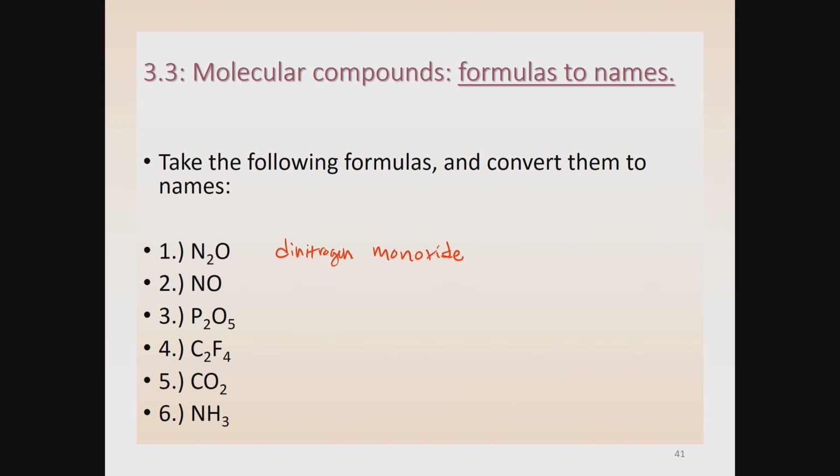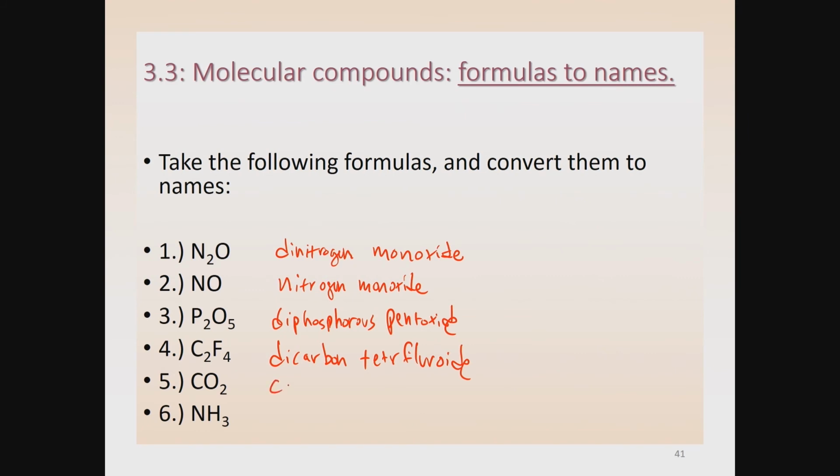If the first element has only one atom, you leave out the mono. Now, that's not true for the second element. If the second element has one atom, you include the mono. You always do. But again, if the first element only has one atom, you leave out the mono from the name. So this is not mononitrogen. This is just nitrogen monoxide. And the next one should be diphosphorus pentoxide. And the next one should be dicarbon tetrafluoride. And the next one should be carbon, not monocarbon, carbon dioxide. And the next one should be nitrogen, not mononitrogen, but nitrogen trihydride. Okay, let's move on.